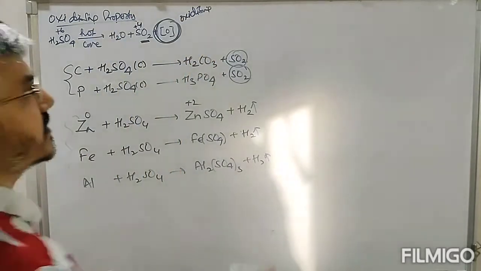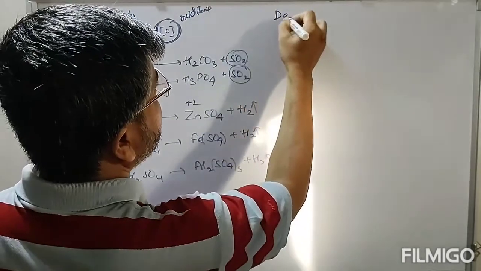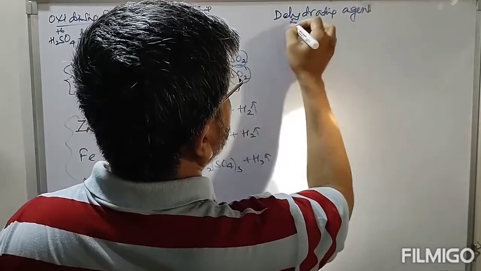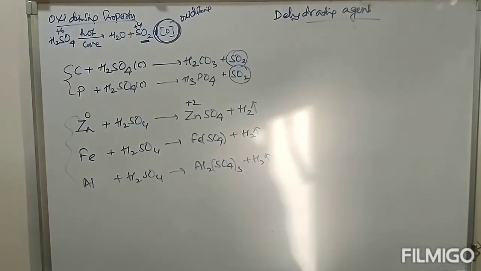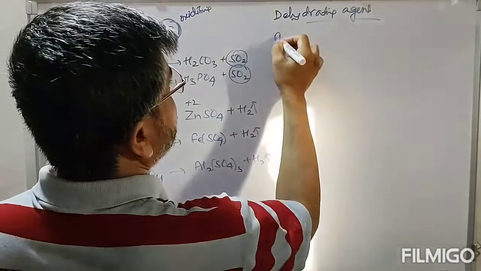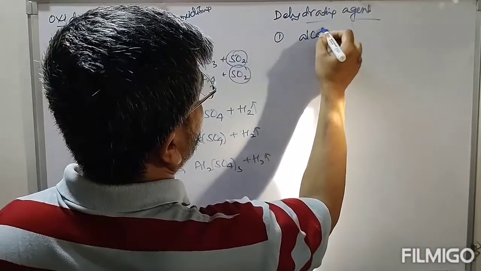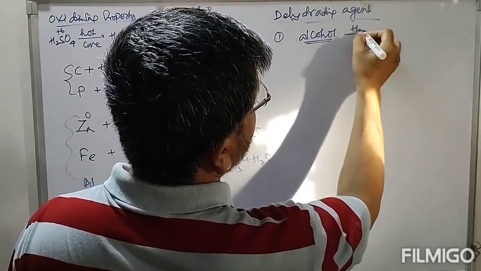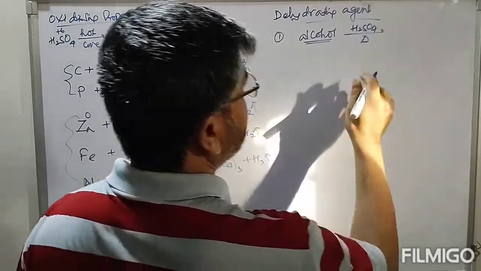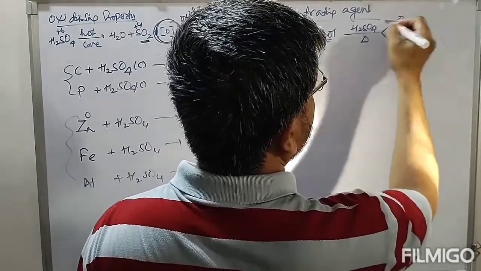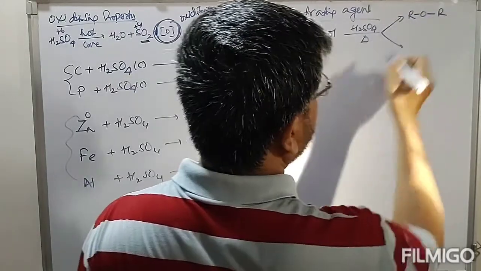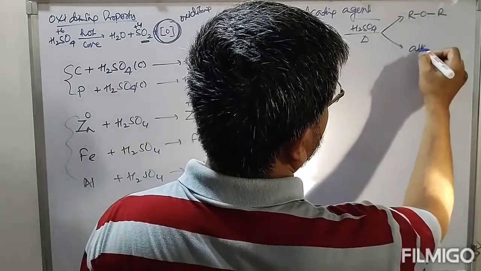Look at this. Sulfuric acid is also acting as a dehydrating agent, that is removal of water. In many organic reactions, sulfuric acid is used as a dehydrating agent. Take this reaction. We have alcohols on heating with concentrated sulfuric acid. This gives you ether, or this reacts to give you alkene.